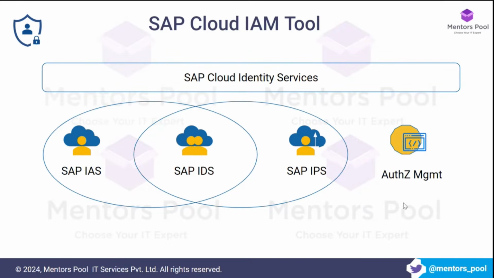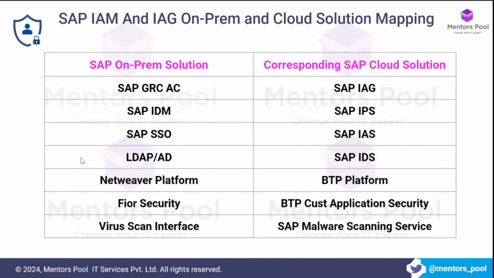And definitely I will discuss this later, otherwise it will confuse you. Some authorization policies we can also manage in Cloud Identity Services. That is again done here. What is this? I will discuss later. Right now, just understand IAS and IDS are for authentication, and for identity lifecycle management we have IPS, and we'll drill deep into this.